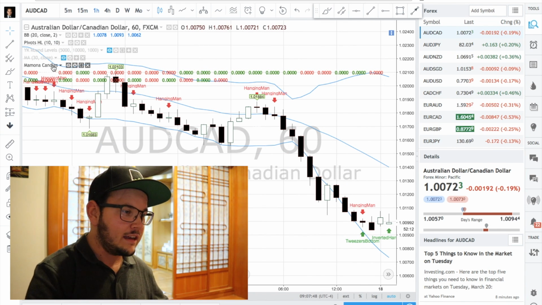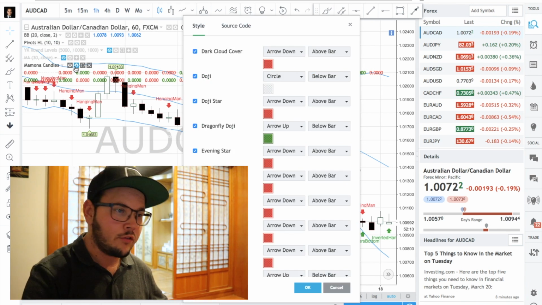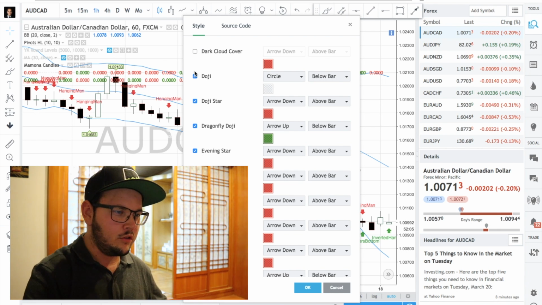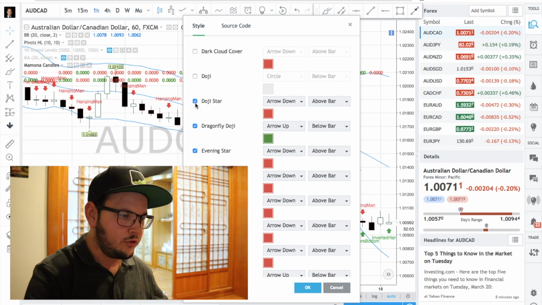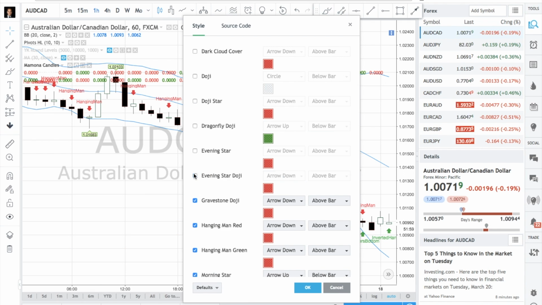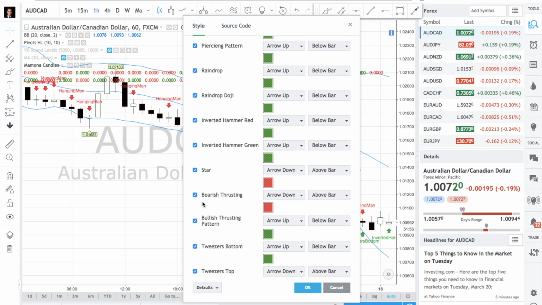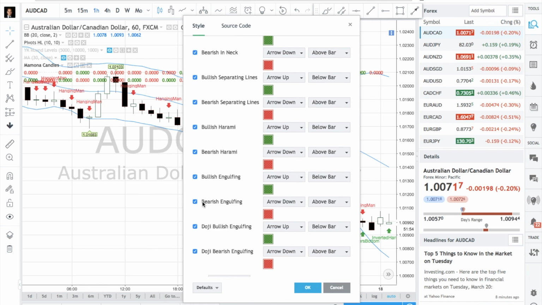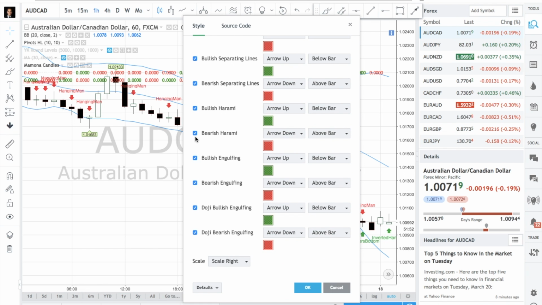And let's say you only want to look at one of them. Let's say only the engulfing candle, for example. You can just go there and uncheck the one you don't want to have. So Doji, who cares? Dragonfly, whatever, Evening Star, who cares? Just uncheck all of them and keep, let's say, just the one you want. So bearish engulfing, bullish engulfing candle, they're there.